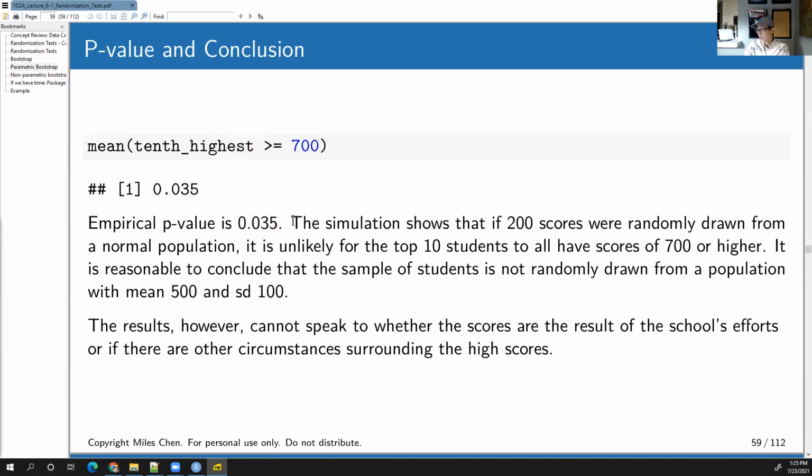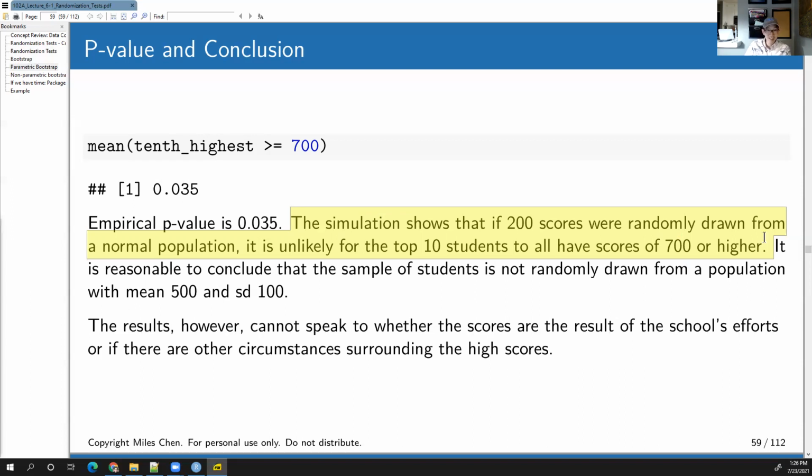3.5%. So the simulation shows that if you do have a class of 200, it's not common for 10 students to score 700 or higher. That only happens around 3.5% of the time. So the school can say, hey, good job, you guys. As far as classes of 200 go, you're in the top 3.5%, because something like this only happens around 3.5% of the time. So the school can be proud of this.